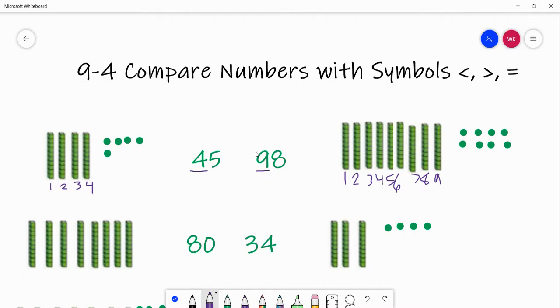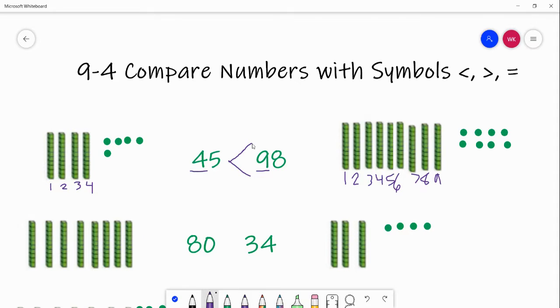So we are going to be putting in this symbol, less than. The bigger opening will always go towards the bigger number. As you can see, the opening is going towards the number 98. And like we said, 98 was the greater number because it had 9 tens and 45 only had 4 tens. So you would read it as, repeat after me, 45 is less than 98.